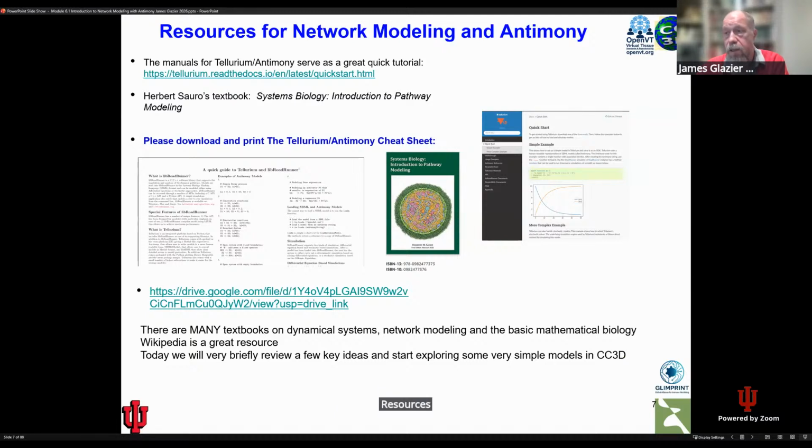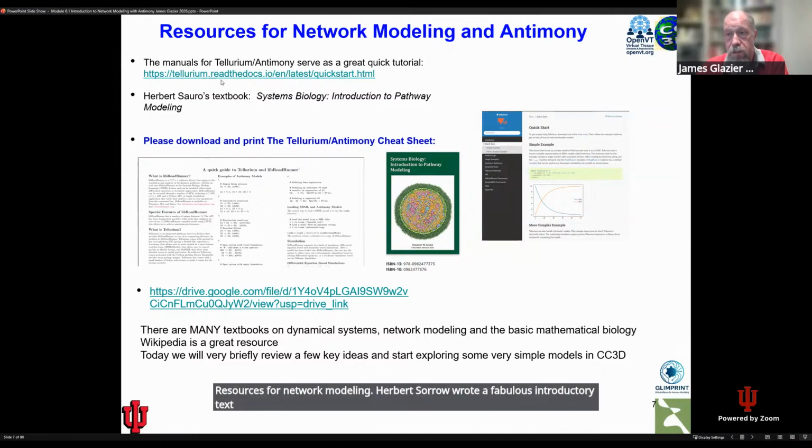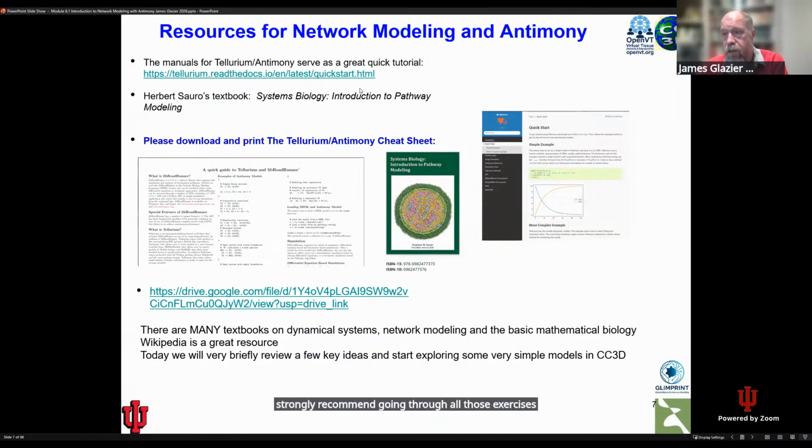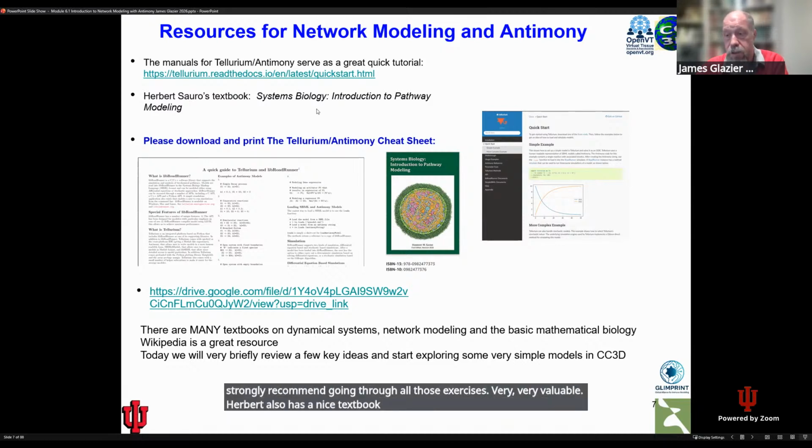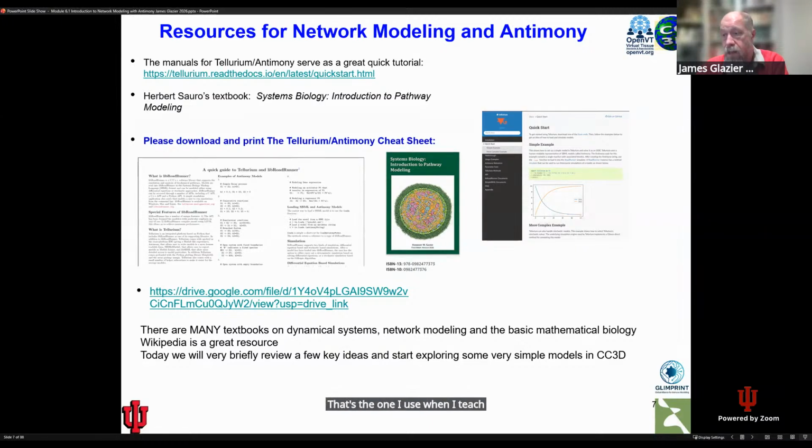Resources for network modeling. Herbert Sauro wrote a fabulous introductory text online. It's tellurium.readthedocs.io. Strongly recommend going through all those exercises. Very, very valuable. Herbert also has a nice textbook, a very elementary textbook, Systems Biology: Introduction to Pathway Modeling. That's the one I use when I teach. We have this little Tellurium Antimony cheat sheet, which you should download.